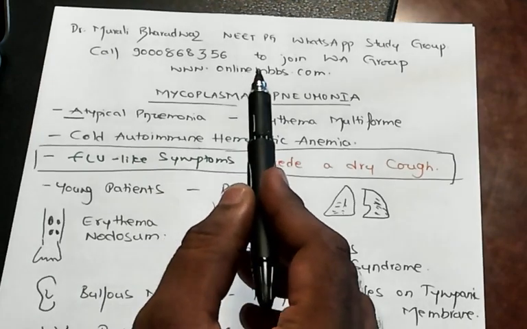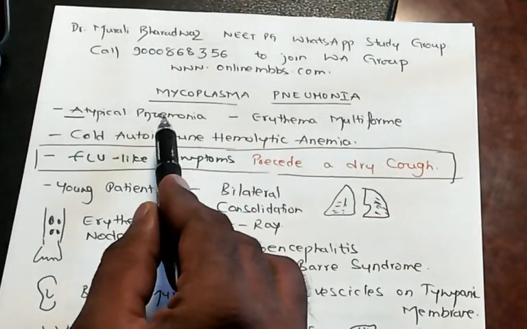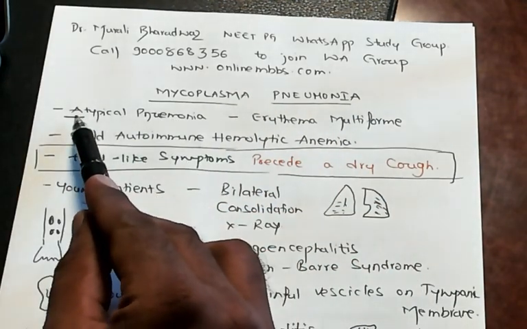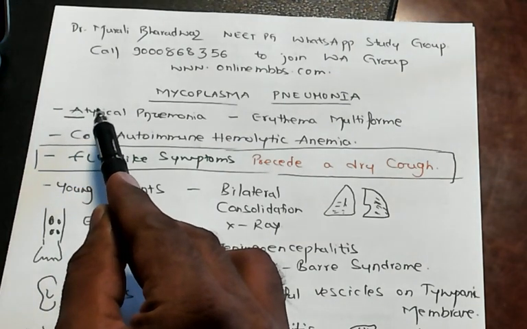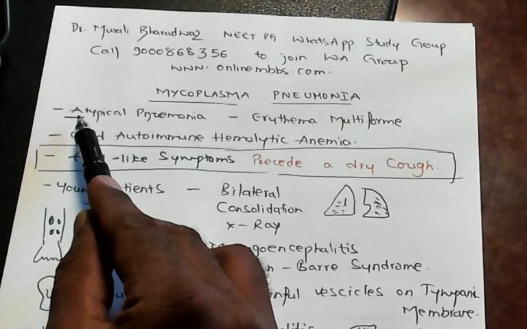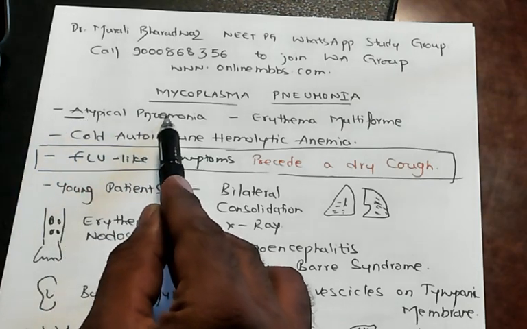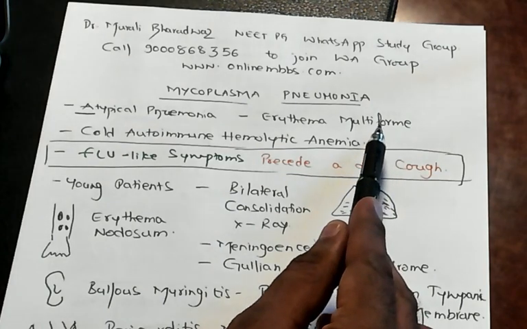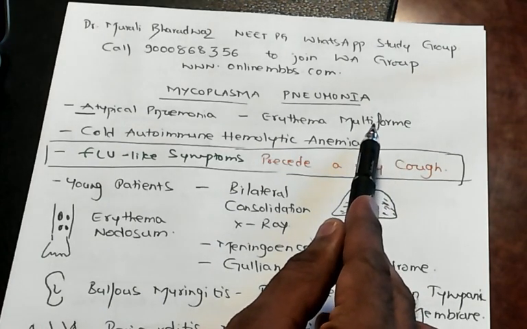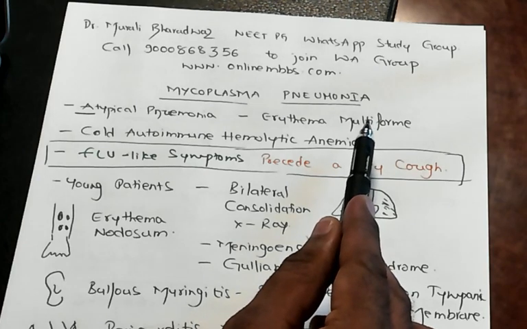Now let us talk about Mycoplasma pneumonia. Point number 1, it is an atypical pneumonia. Streptococci, staphylococci, they all lead to typical pneumonia. This is called atypical pneumonia. It leads to erythema multiforme. Please don't forget. Erythema multiforme, those target shaped lesions, all of you know very well, right?